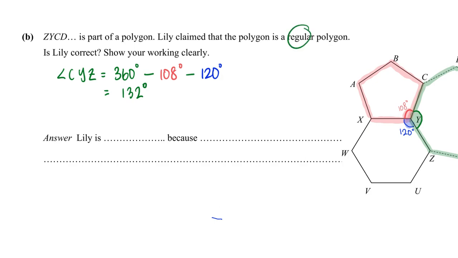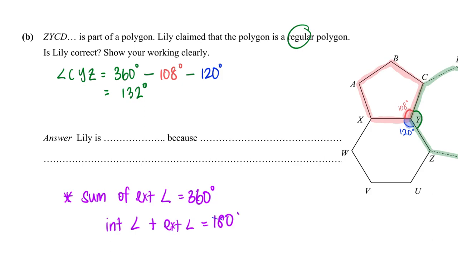Now, because she claims that it is a regular polygon, it means that all the angles are equal, right? So for this particular question, I am going to tap on another knowledge. The sum of exterior angles is 360 degrees, as well as interior angle and exterior angle is 180 degrees. So I got my interior angle here already. So let's see what Mr. Tan will do, okay? I would then like to find my exterior angle of this polygon.